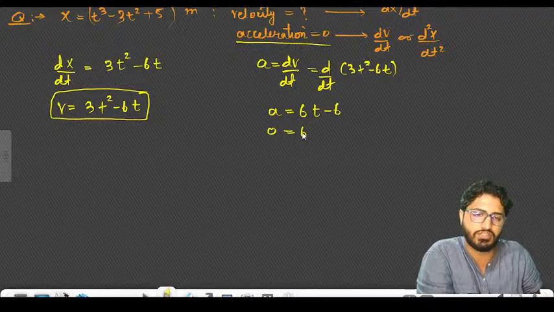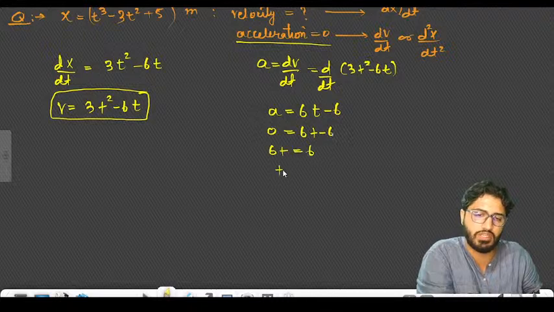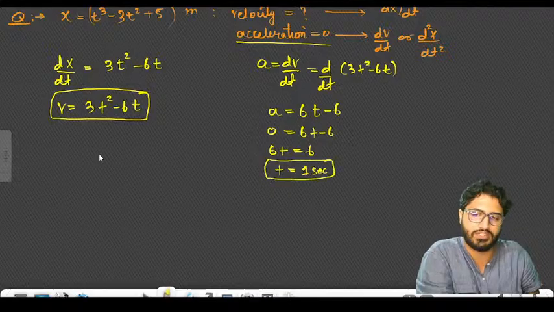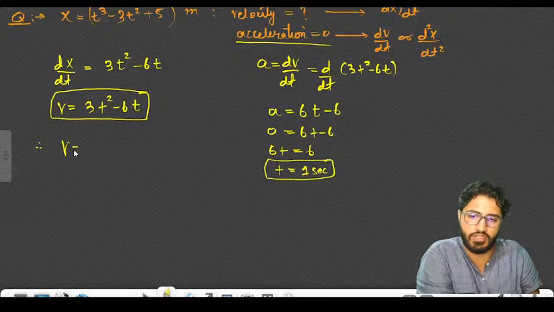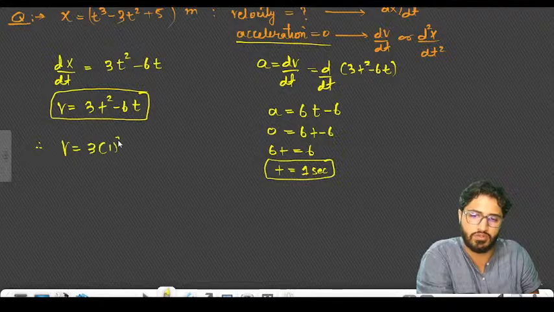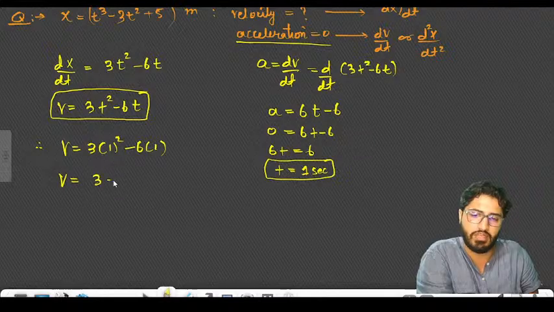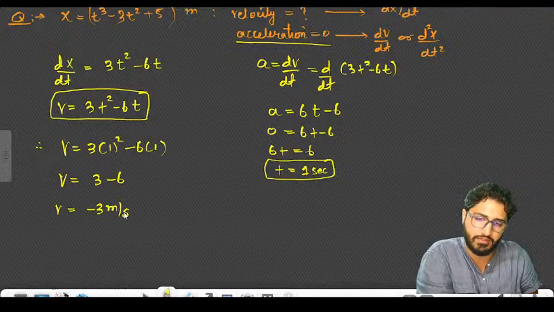Acceleration is 0, so it is 6t minus 6. 6t equals to 6. So t came out to be 1 second. Therefore, my velocity is equals to 3 into 1 square minus 6 into 1. So velocity came out to be 3 minus 6. Velocity equals to minus 3 meters per second.